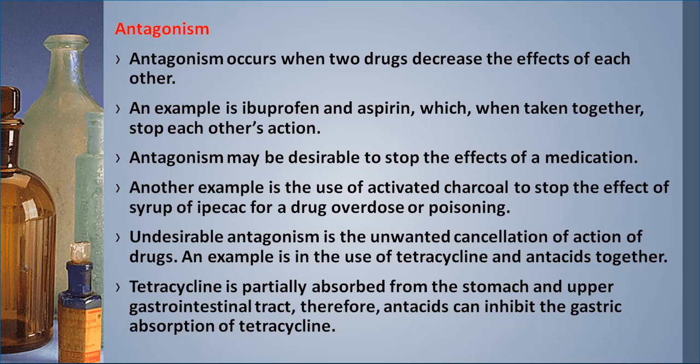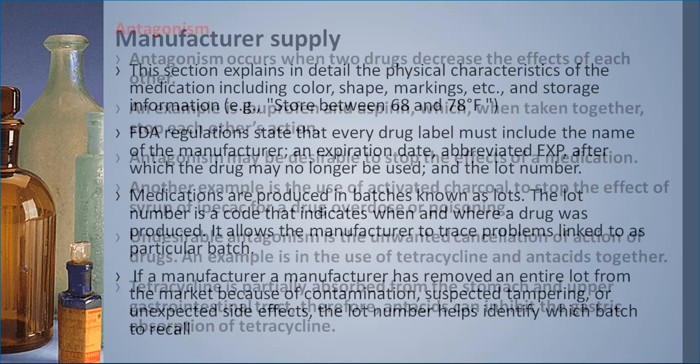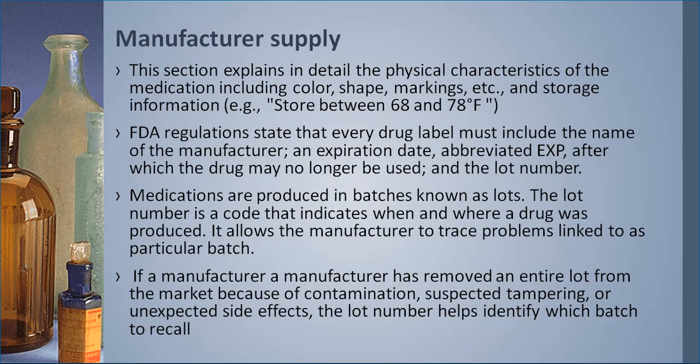The next one that we'll talk about is the manufacturer supply, and this will be bringing our lecture to an end. Now, this section explains in detail the physical characteristics of the medication, including color, shape, markings, etc. And the storage information: it should be stored between 68 and 78 degrees Fahrenheit. Now, the Food and Drugs Regulation states that every drug label must include the name of the manufacturer, the expiry date, abbreviated EXP, after which the drug may no longer be used, and the lot number.